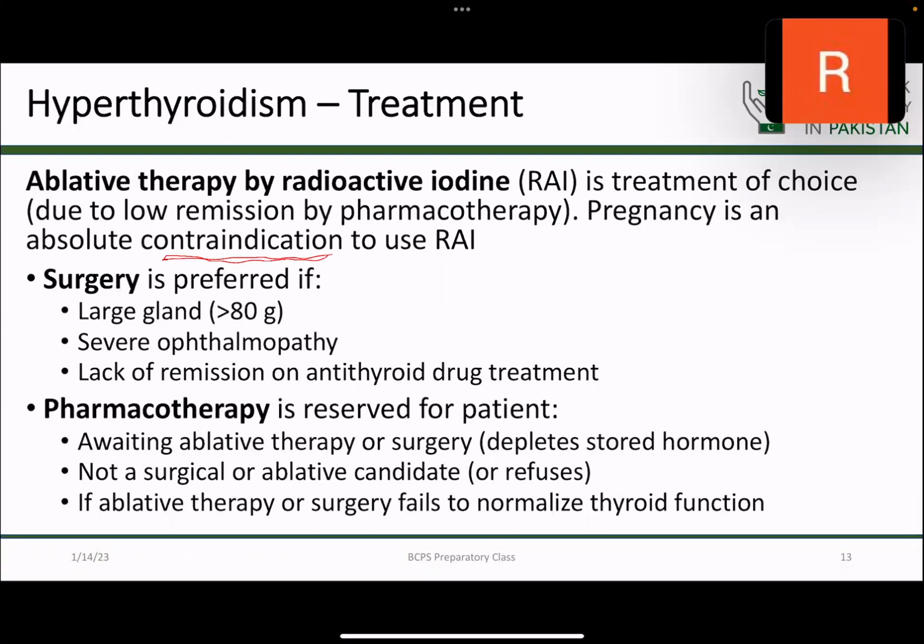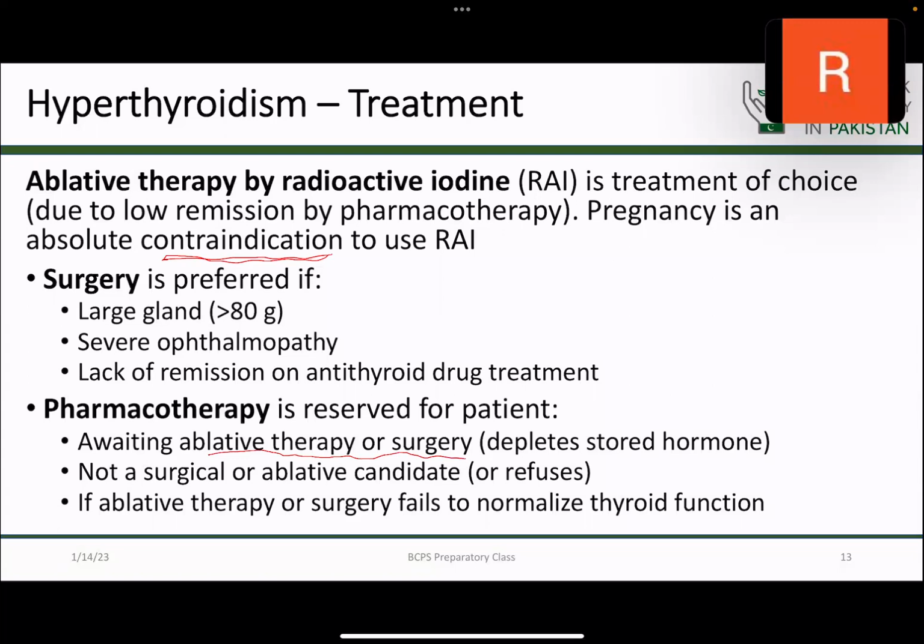And pharmacotherapy is available, but that is only reserved for patients who are awaiting ablative therapy or surgery. So they are on the waiting list. Surgery has been planned. They are waiting for their therapy or surgery. So they can take benefit from pharmacotherapy to deplete the stored hormone.